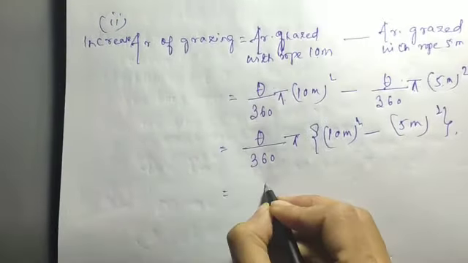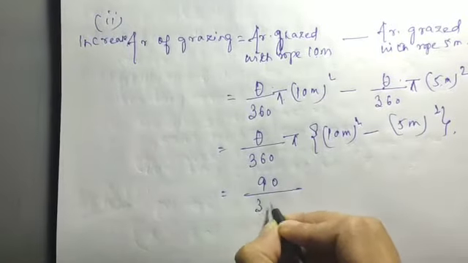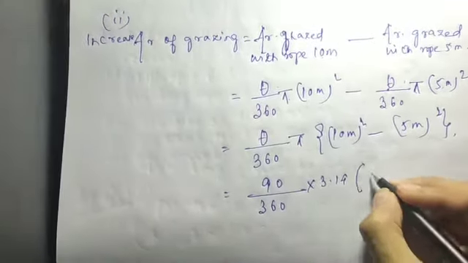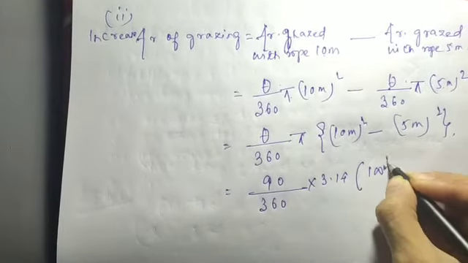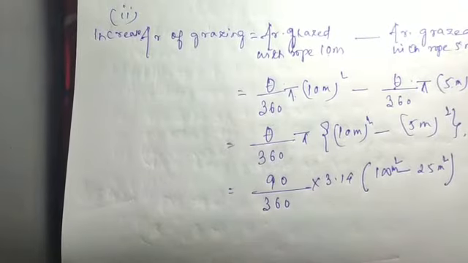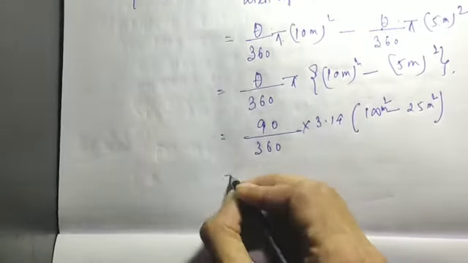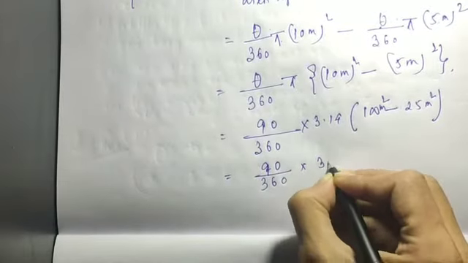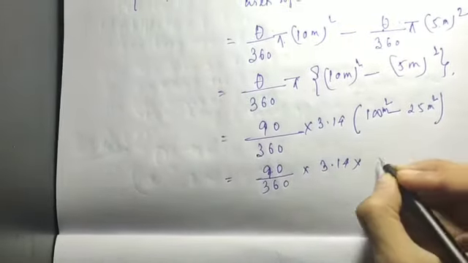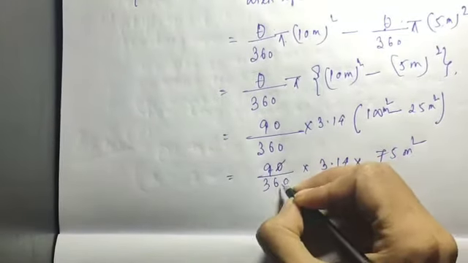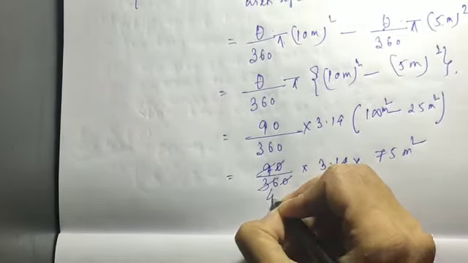Done. Theta value is 90 by 360. Pi is 3.14. 10 square is 100 meter square. 5 square is 25 meter square. Done. Now 90 by 360 into 3.14 into 100 minus 25, 75 meter square. Done. Zero, zero cancel. 9, 4 ja 36.